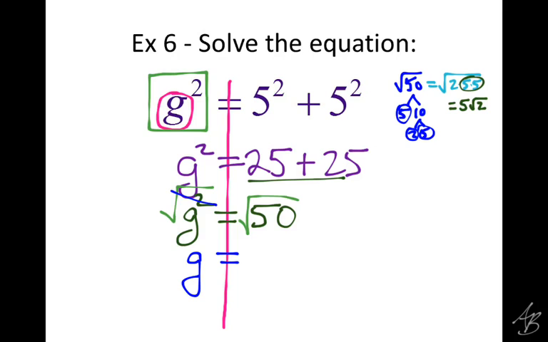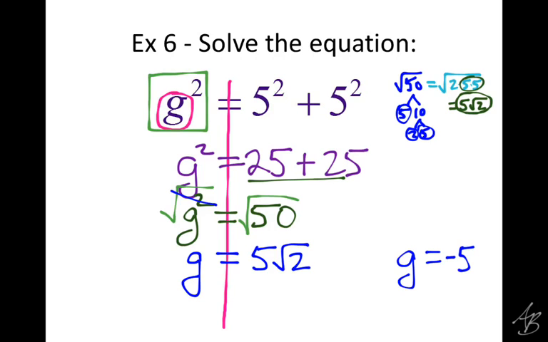So you guys get 5 square root of 2? Okay. So the square root of 50 is the same thing as 5 square root of 2, so we get g equals 5 square root of 2, and we're done, right? No. What else do we get? What other possible answer could we have here? Negative 5 square root of 2.